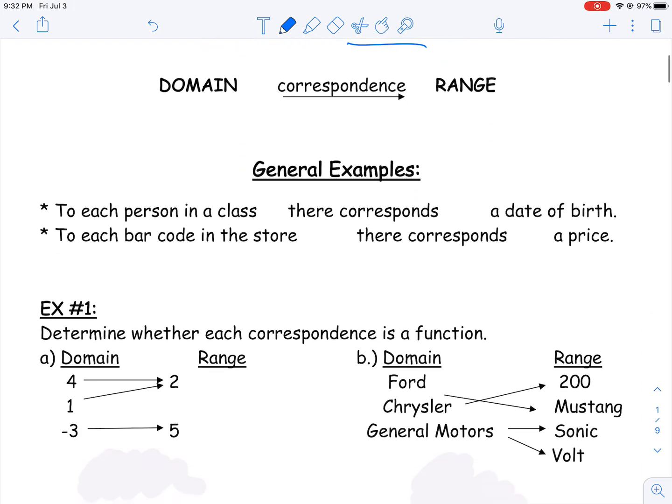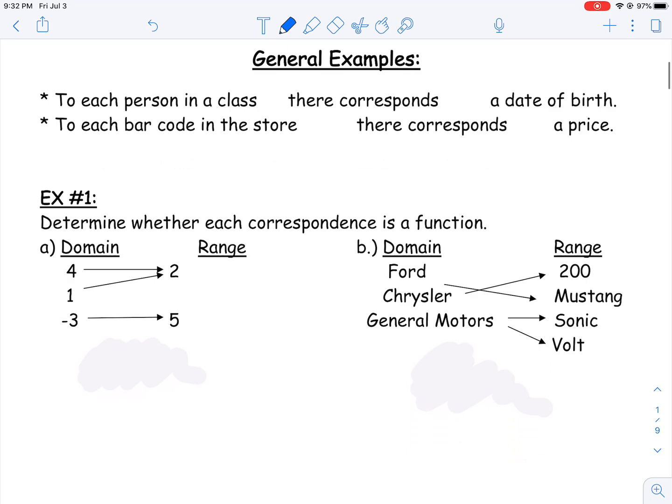For example, to each person in the class, there probably corresponds just one date of birth, right? You were born on one day of the year. Or for each barcode in the store, when you go to the checkout and you scan it, it corresponds to one particular item with an exact price, right? And so those are a couple examples of functions.